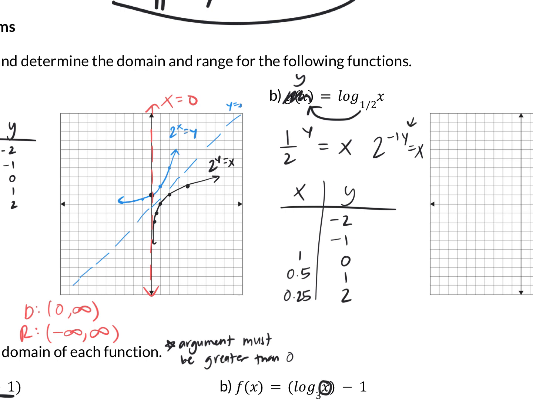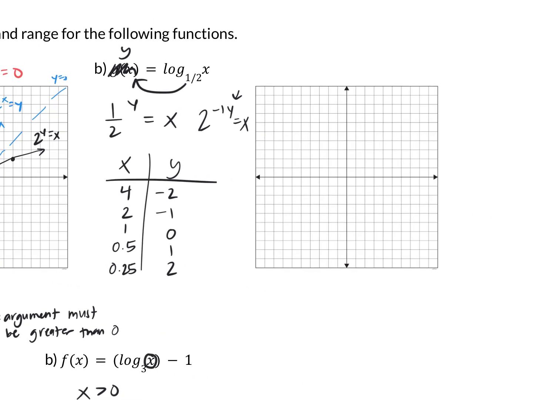Plugging in -1 here, -1 times -1 is 1. So I get 2 to the first power. And then I also get 2 to the second power, which would give me 4. Again, these are the same numbers, are they not? However, again, just in a different order, okay? Because there is a transformation happening here technically from that graph that we just did. All right, let's graph these on our graph here.